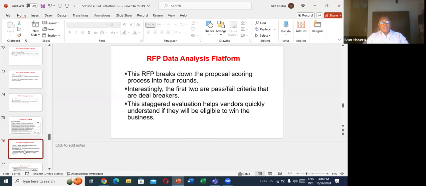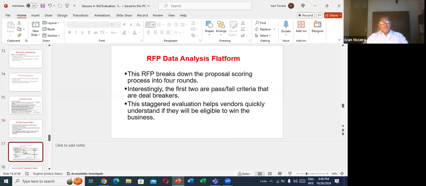The RFP breaks down the proposal scoring process into 4 rounds. Interestingly, the first 2 are pass-fail, and they are deal breakers. Fail is the out people. This evaluation helps vendors quickly understand if they will be able to win the business.